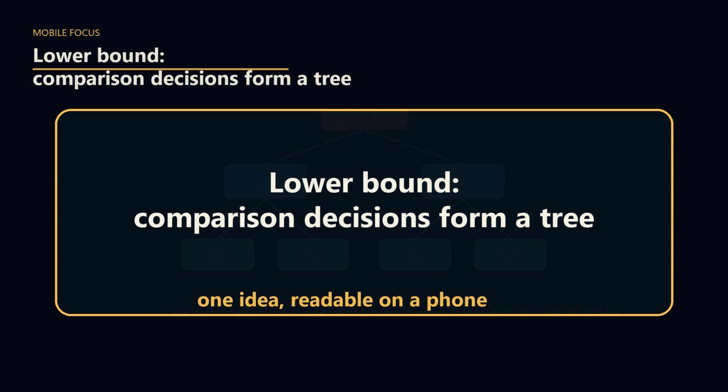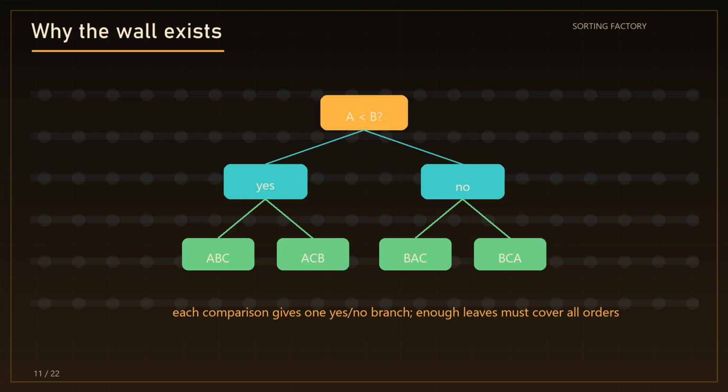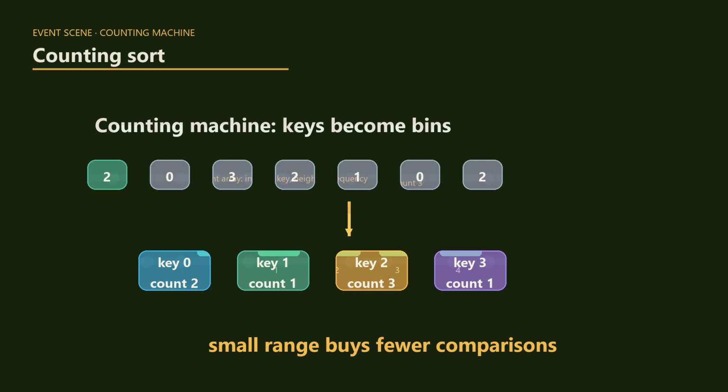That depth grows like n log n. The wall is not about one bad algorithm. It comes from the information needed to discover an unknown order using only comparisons. Counting sort breaks the comparison barrier by changing the rules.